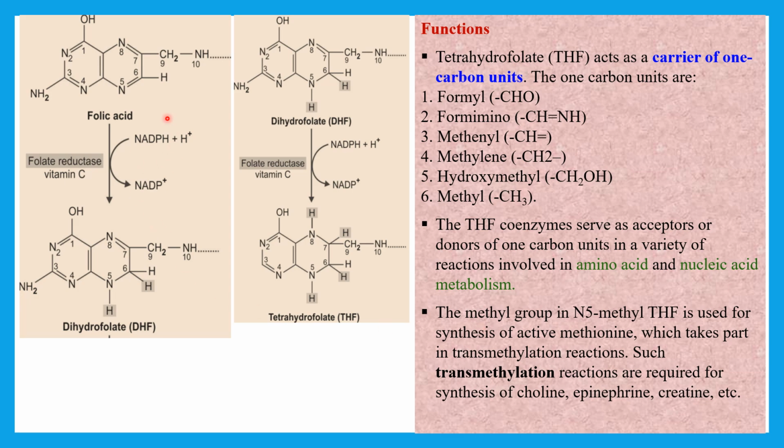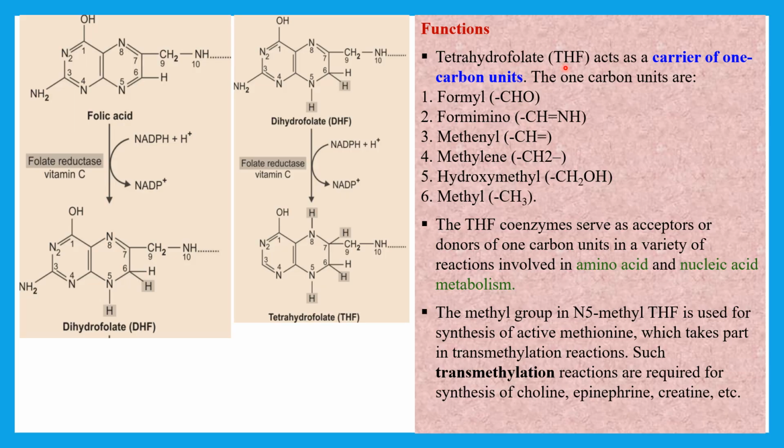This is the structure of folic acid, and this is how it is converted into the active form, tetrahydrofolate. Folate reductase is an enzyme which leads to the reduction of the folic acid ring in the presence of vitamin C and NADPH, as a source of hydrogen. The 5 and 6 position double bond is reduced, and this converts into dihydrofolate. Further, this dihydrofolate, with the help of the same enzyme, can be converted into tetrahydrofolate by reduction of another double bond, which is at the 8 position.